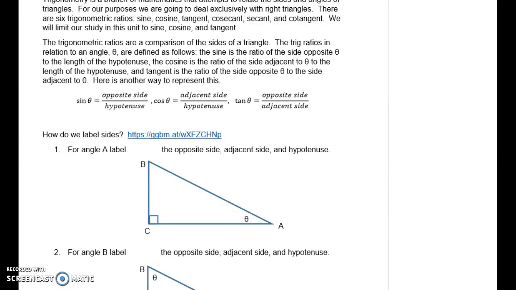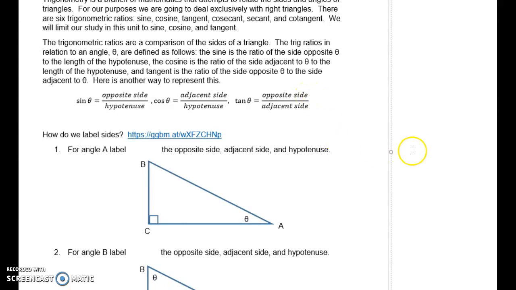Now, the foundation of trigonometry are the three main trig functions: the sine, the cosine, and the tangent. For our purposes, we're going to use the letter theta, the Greek letter, to denote an angle. These three trig ratios are the foundation of all of trigonometry. The sine is defined as the ratio of the opposite side to the hypotenuse. The cosine is defined as the adjacent side compared to the hypotenuse. And the tangent of an angle is defined as the opposite side compared to the adjacent side.